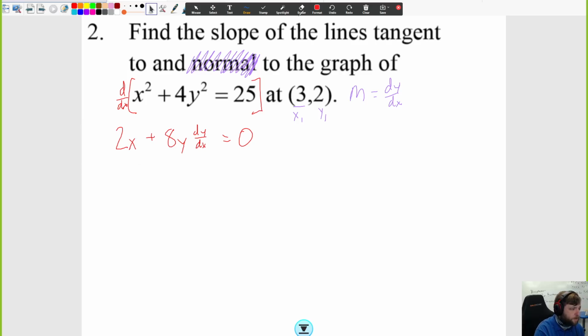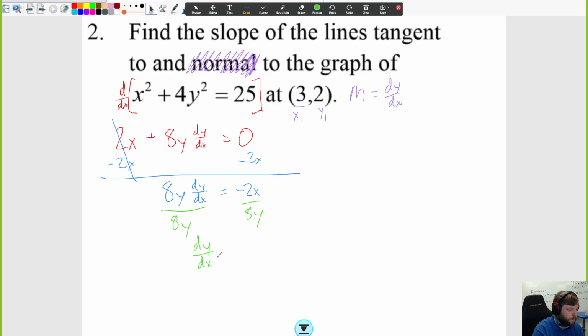Now, isolating this term right here. So what'll I do? I'll just subtract 2x from both sides. 8y. I wish I could just see y prime, so many fewer strokes of the pen. And then lastly, I will divide by 8y. You really, for this one, probably did want to isolate this first. And so I get my answer like there.